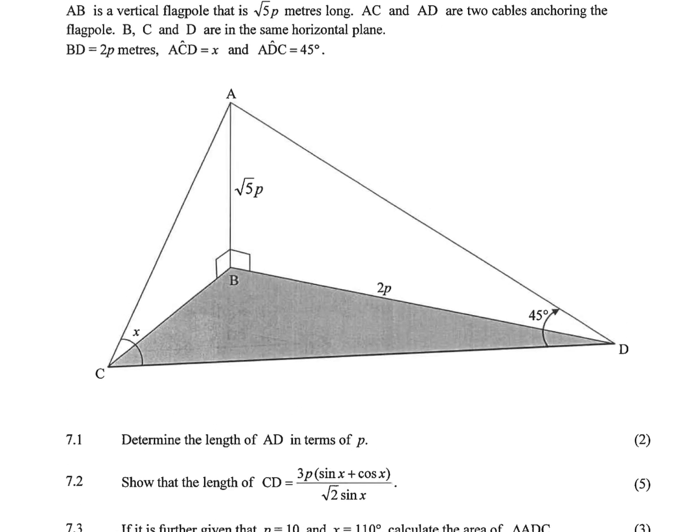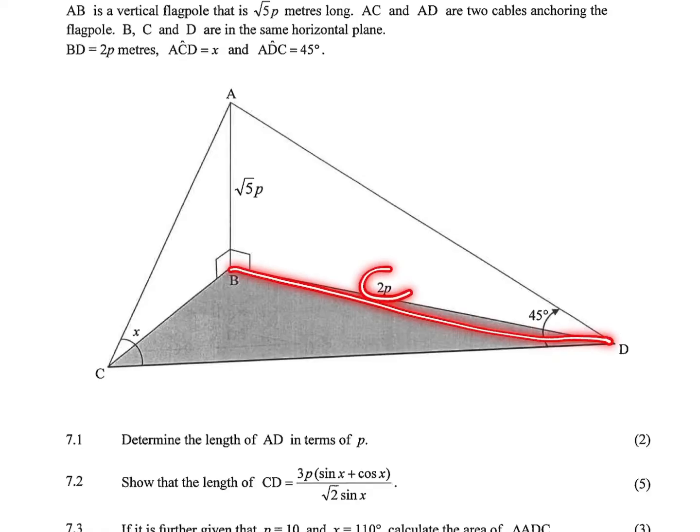So let's go. They tell us we have AB. AB is a vertical flagpole that is square root of 5 meters long. And you have AC and AD as well, two cables anchored to the flagpole, as I've mentioned. And you have B, C, and D in the same horizontal plane. So that's your ground.